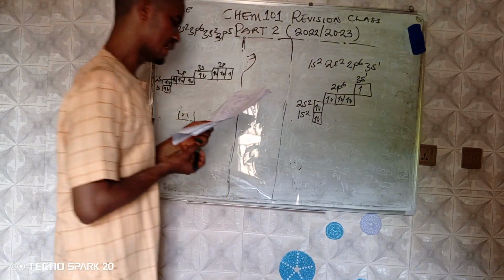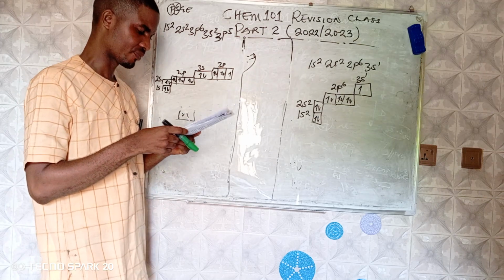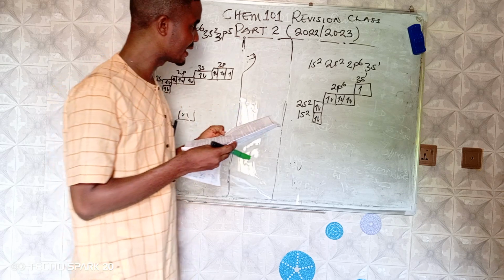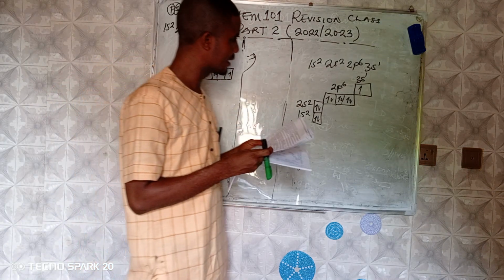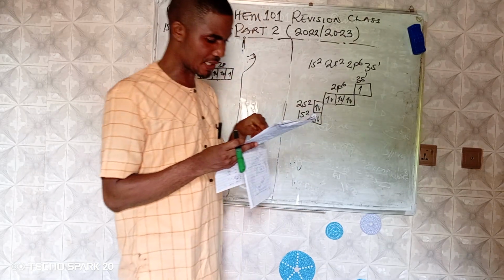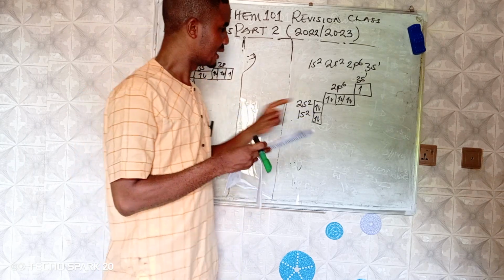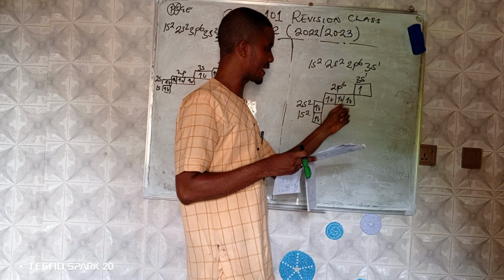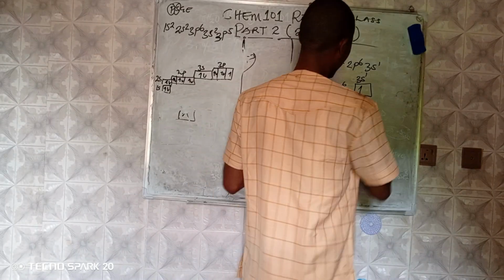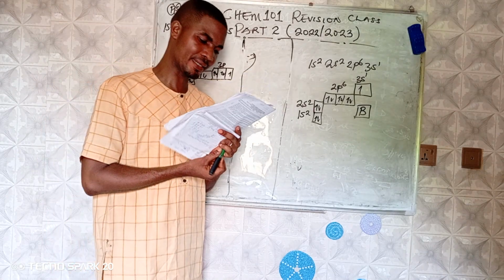So we have one. Going back to the question, question number 43: how many unpaired electrons are present in the 2p orbital of a sodium atom? In the p, there is no unpaired electron. It is in the s that there is an unpaired one. So it's 0. Option B becomes the answer here.